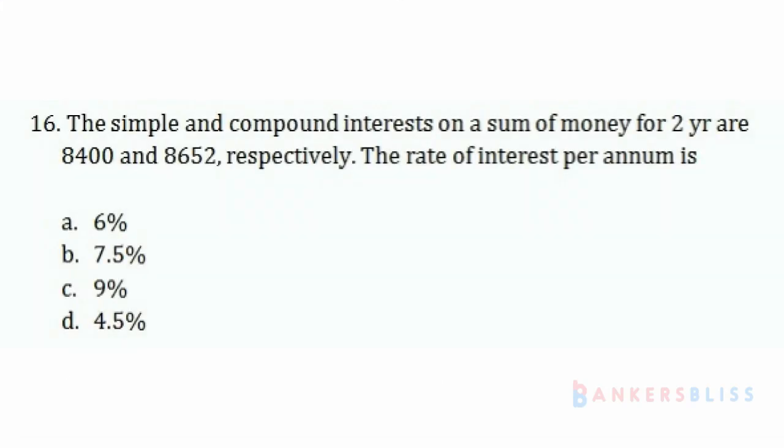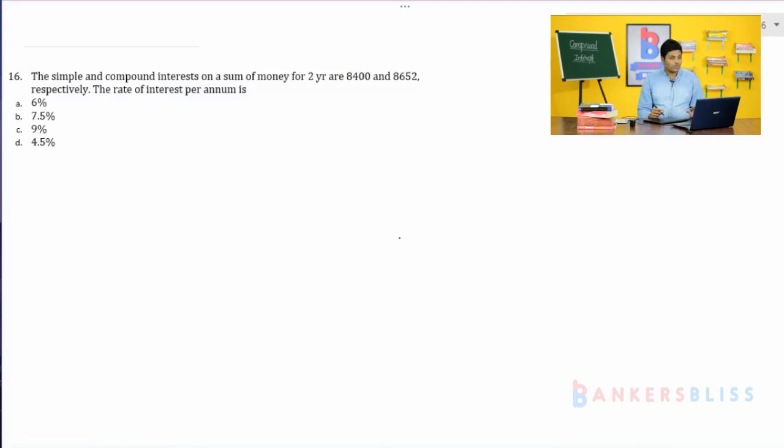Problem number 16. The simple and compound interest on a sum of money for 2 years are 8,400 and 8,652 respectively. The rate of interest is? See, these type of problems definitely you can save a lot of time. Actually, if we see the problem, we feel that it is very difficult to solve. But if we go through the concept, with the help of the simple interest, definitely we can solve within 20 seconds, not more than that. 20 seconds is the max. Okay, so very simple technique.